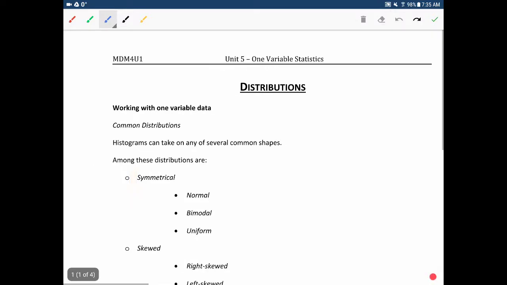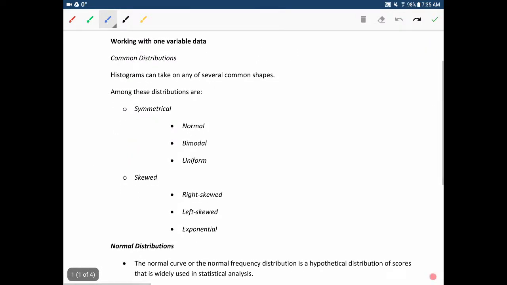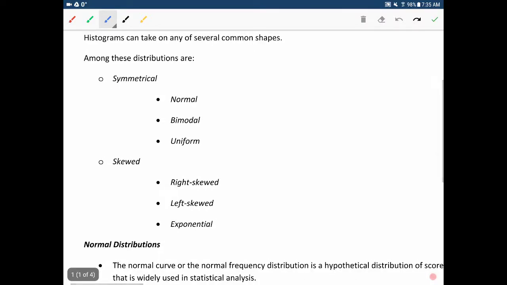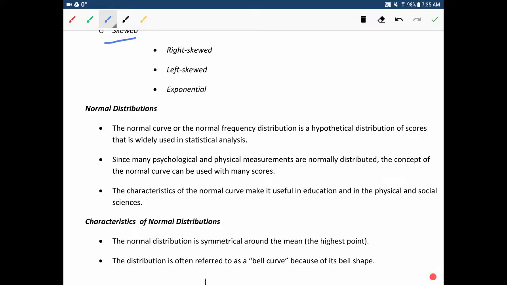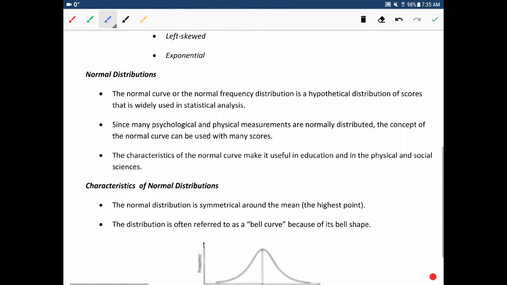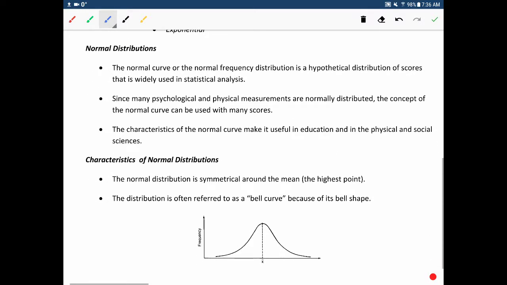Okay. So the first of all, there's two sort of categories here. They can either be symmetrical or skewed, all right? So the three primary symmetrical ones you see the most often are normal, bimodal, and uniform. And then the skewed ones, which just means that they're not symmetrical, you can have right skewed, left skewed, and exponential, all right? So the most important one we're going to talk about, and the one we're going to talk about quite a bit here, is normal distributions.